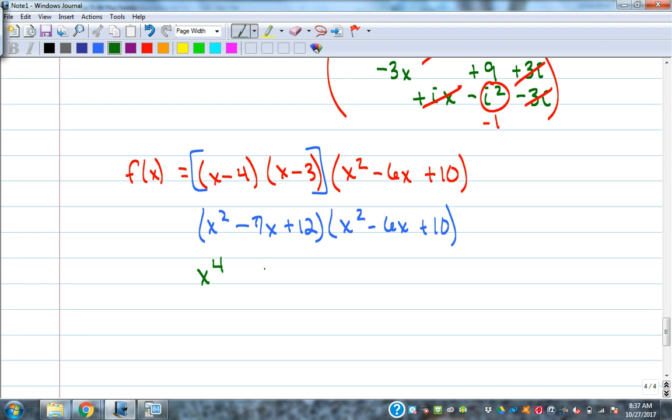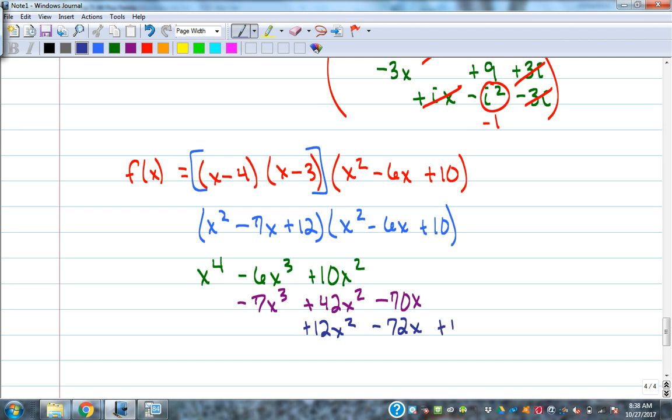x squared times negative 6x would be negative 6x cubed plus 10x squared. And then I'm going to run the negative 7x through. Be negative 7x cubed, positive 42x squared, negative 70x. And then run the 12 through there. 12x squared, negative 72x, and then positive 120.